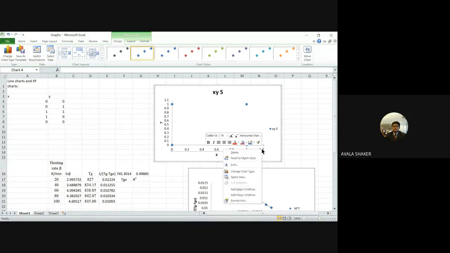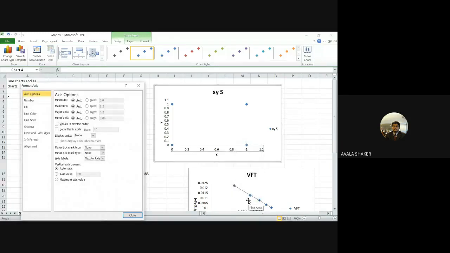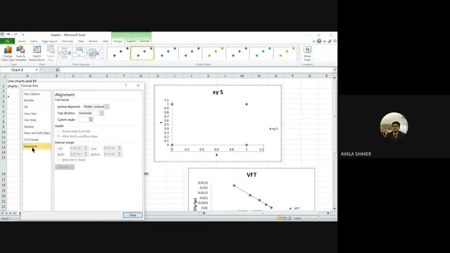Similarly on the x-axis, you can format the axis along similar lines. You can even change the alignment of the text and so on and so forth.